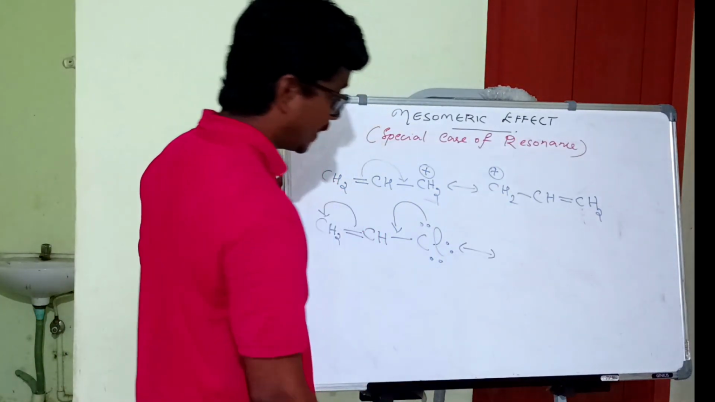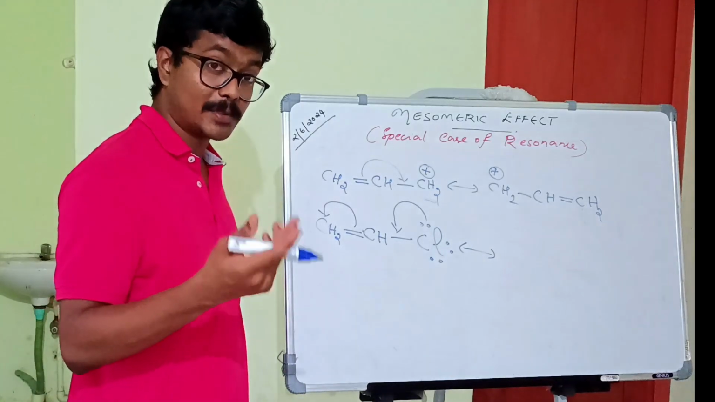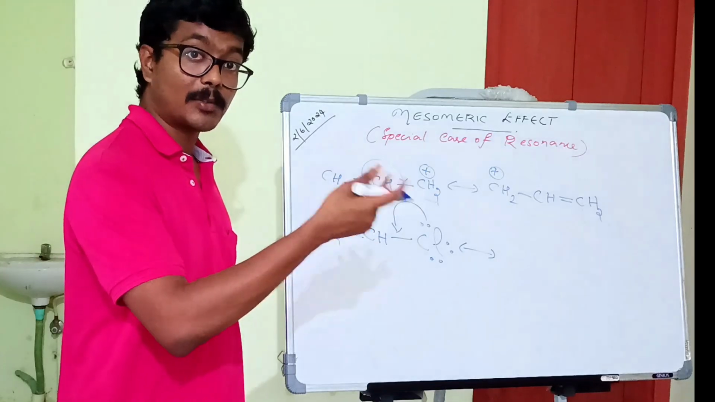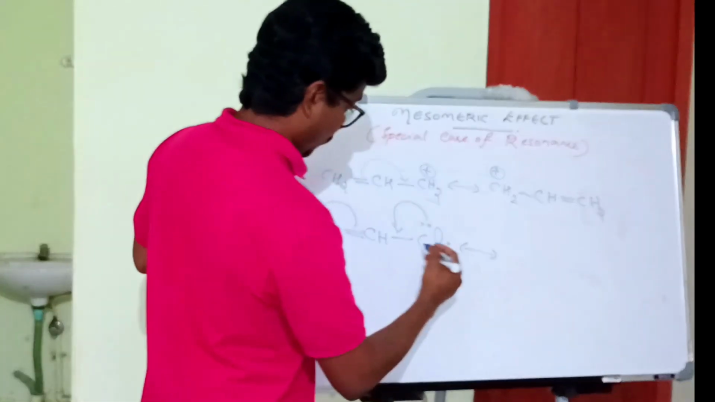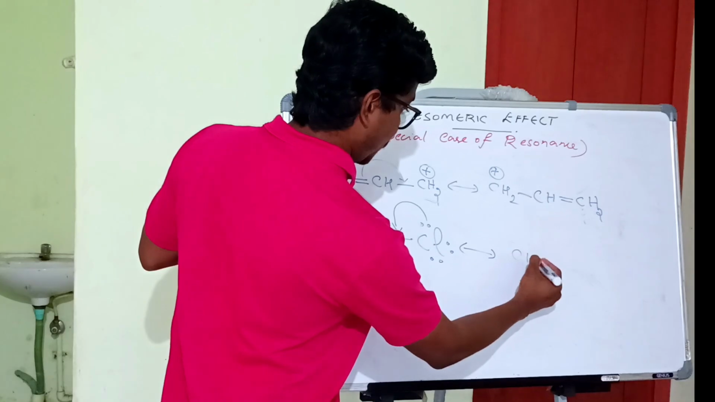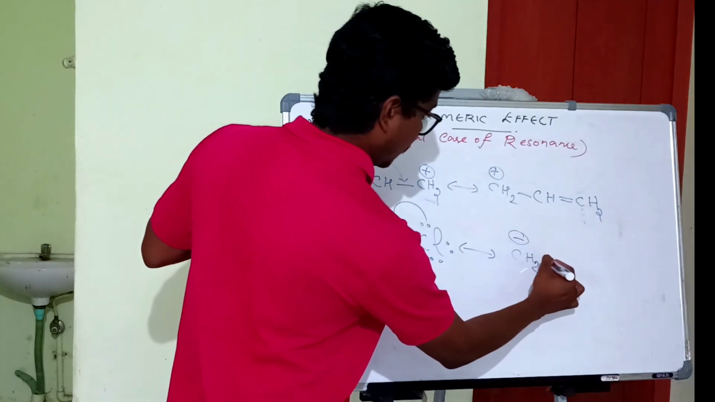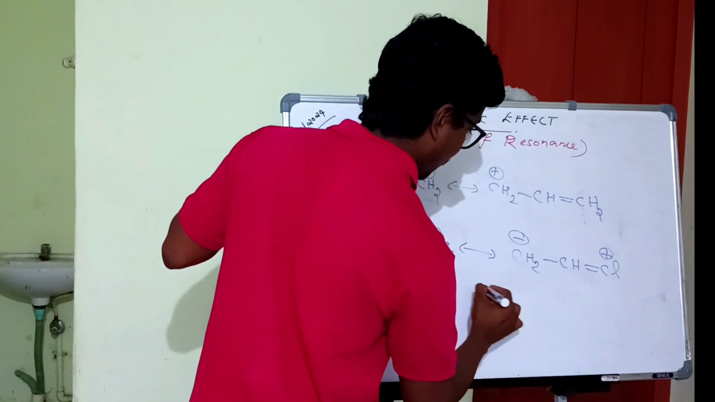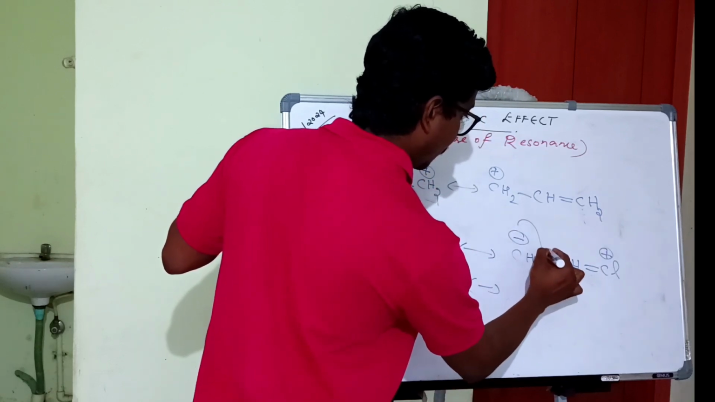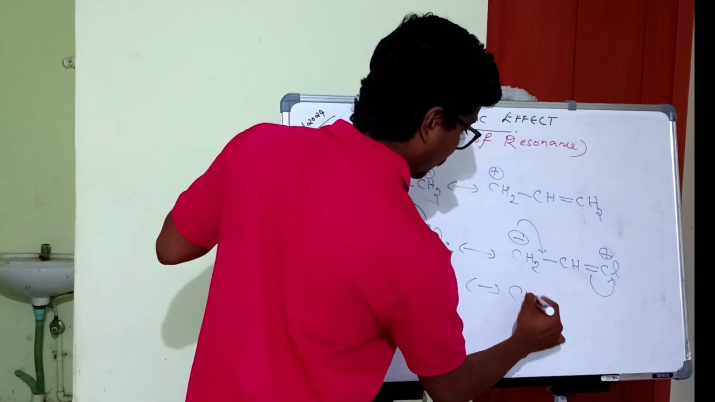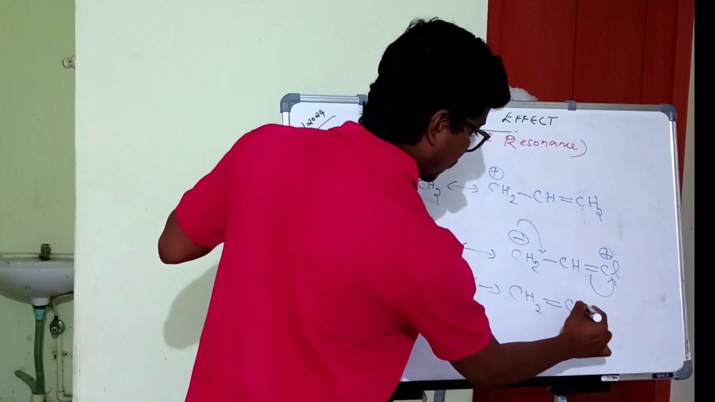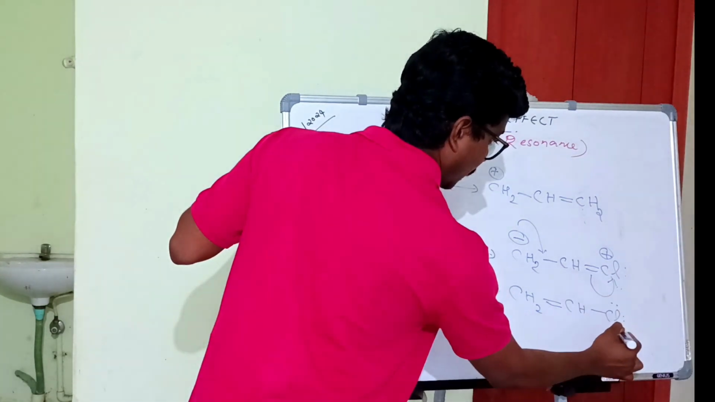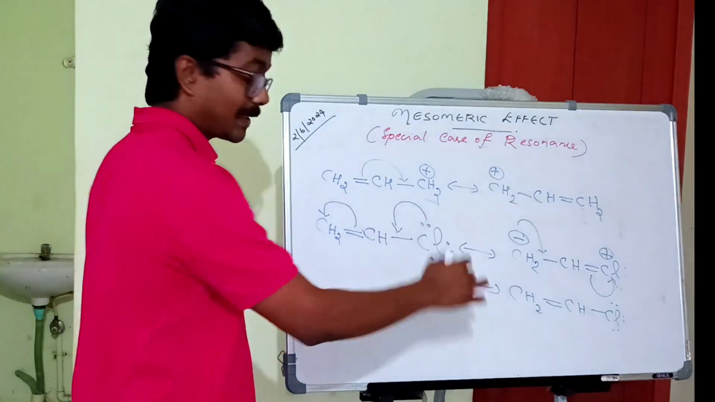As we have already discussed, a lone pair is more loosely held than a pi bond, so the lone pair will first move to the conjugate system. So CH2 minus CH double bond Cl positive. Again, this will move here and this will come here, so CH2 double bond CH and Cl. These are the resonating structures.